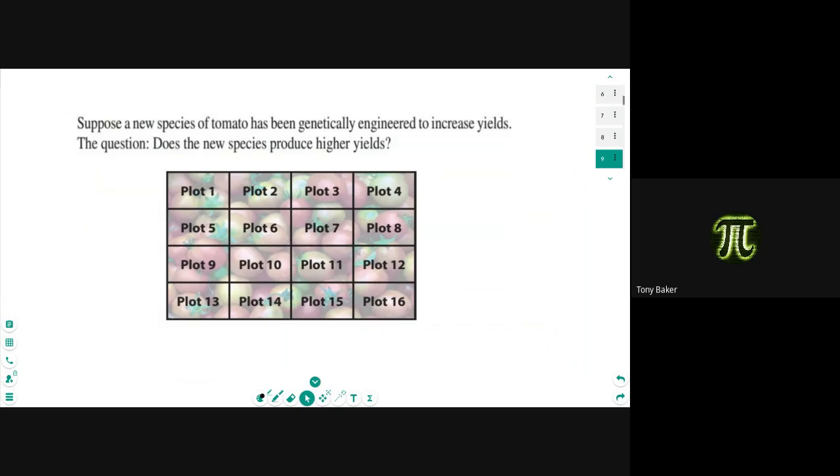So, question. What is the response variable? Yes, no, but you can also include how much. So the response variable isn't the actual value that I'm writing down. The response variable is what I'm testing, what I want to get out at the end. So what about the new species of tomato?